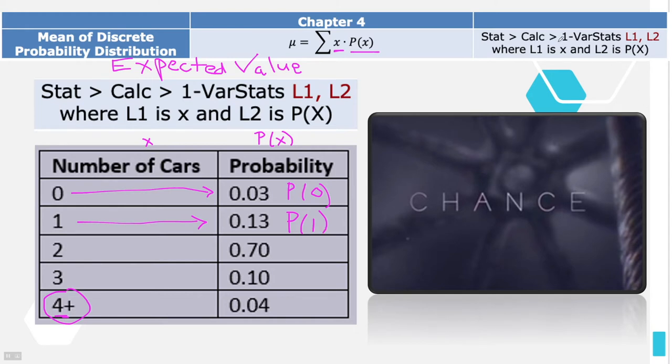But the easier way to do that is the way we're going to do it, and that's to put all of this into L1. So this column's going to go into L1. We're going to put 4.5 here for this one because we can't put 4 plus. And all of our probabilities will go into L2, and then we'll do one var stats and tell it to consider L2. And ironically, it calls this the list. Interestingly, this is our list, and this is our frequency list, or relative frequency list, because remember, probabilities are like proportions, and so this will work out nicely for us.